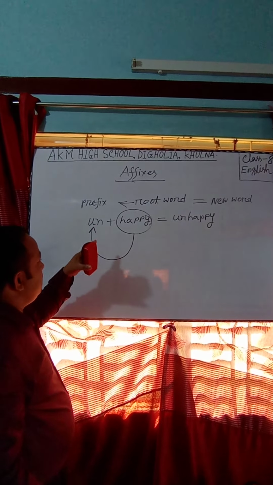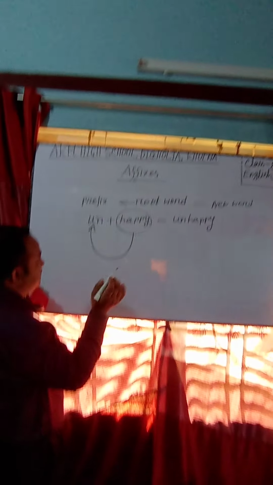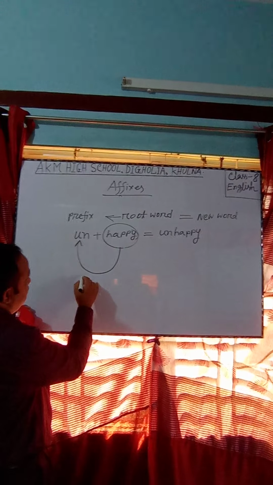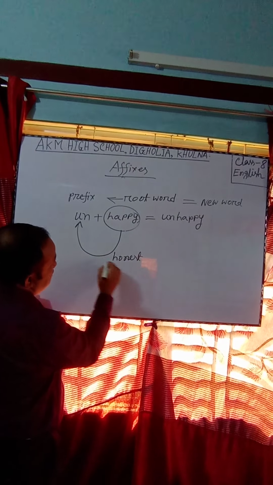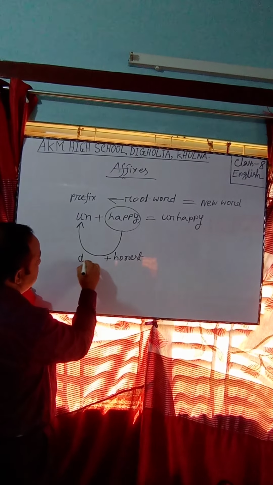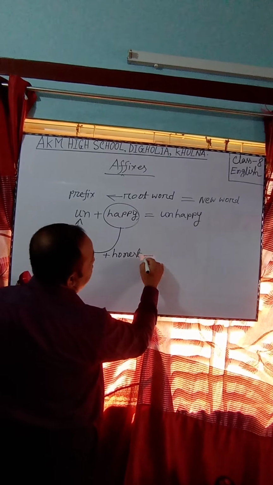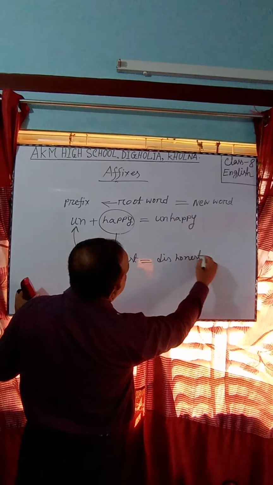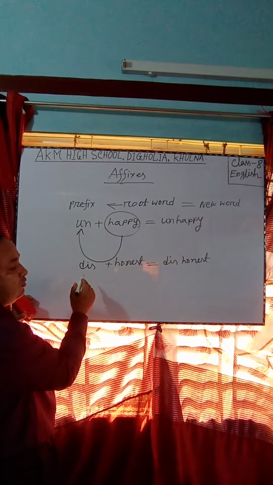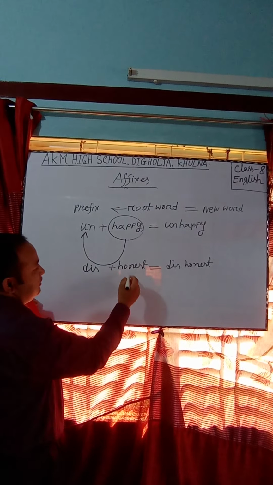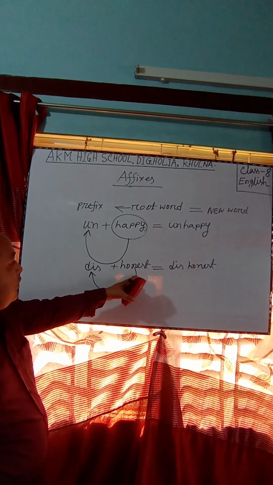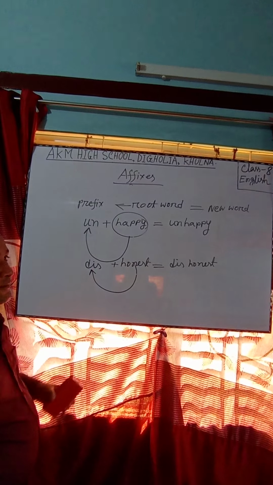For example, plus this equals the new word dishonest. What is a prefix? Before the root word, prefix.